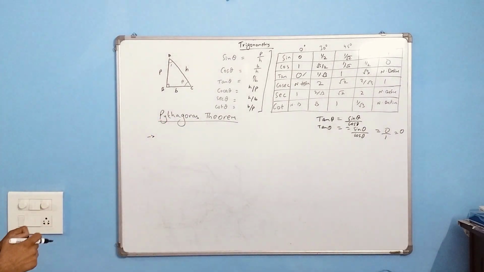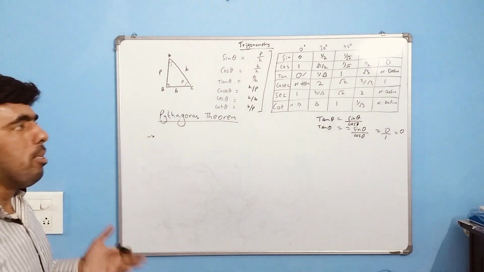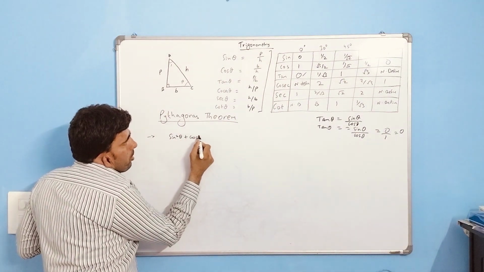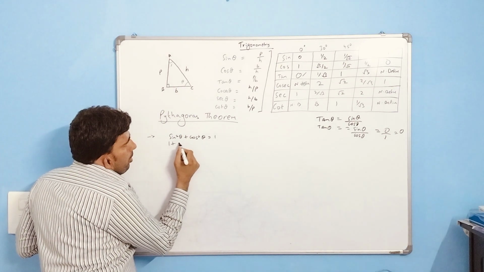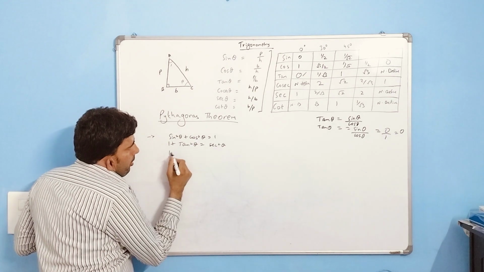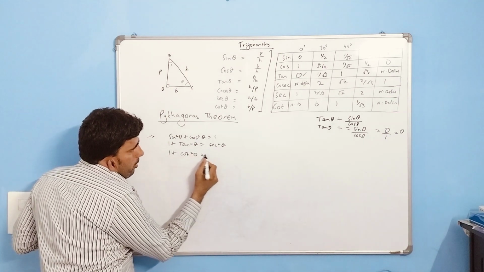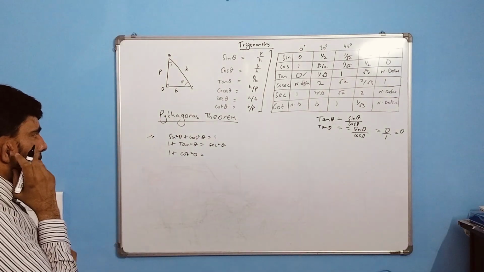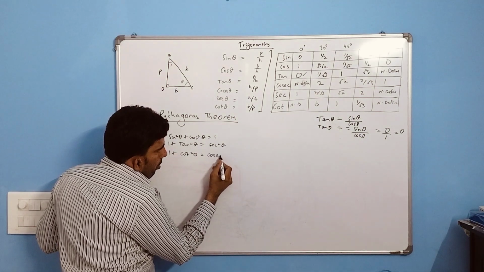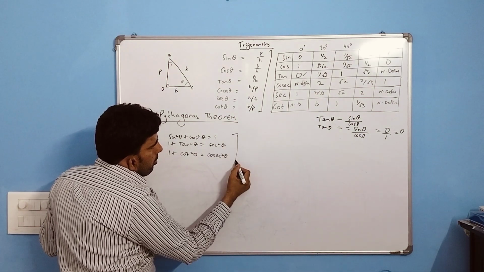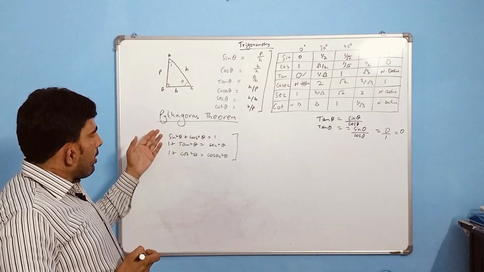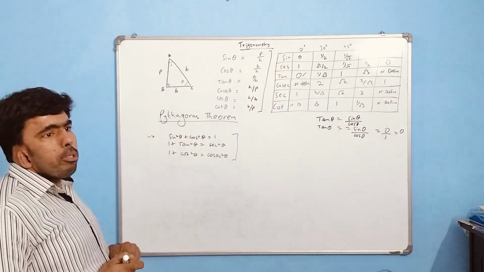What other thing is given in this chapter? That is sin square theta plus cos square theta is equal to 1. Now 1 plus tan square theta is equal to sec square theta, and 1 plus cot square theta is equal to cosec square theta. Okay, so these identities are there. You have to remember that. But we can prove them also. Let us prove.